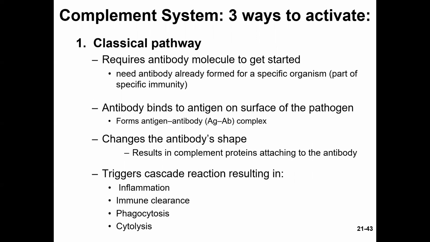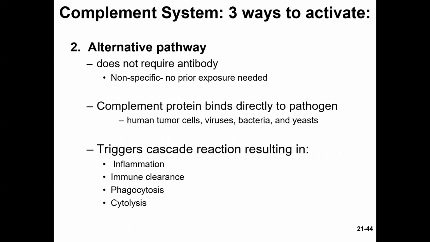So the complement system, there are 3 ways to activate it. Via the classical pathway, which requires the antibody molecule to get started. It needs the antibody already formed for a specific organism, which is part of specific immunity. The antibody binds to the antigen on the surface of the pathogen. It forms an antigen-antibody complex. It changes the antibody's shape. It results in complement proteins attaching to the antibody. It triggers a cascade reaction resulting in inflammation, immune clearance, phagocytosis, and cytolysis.